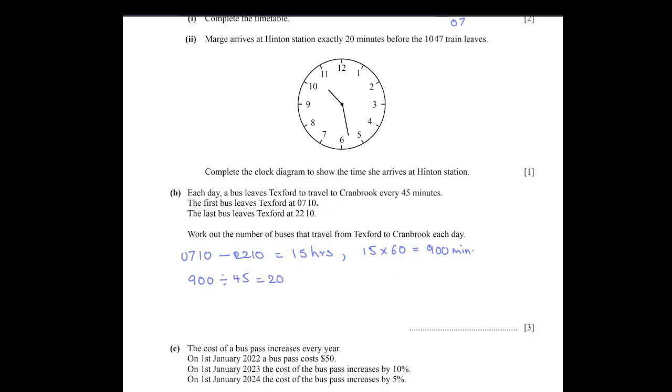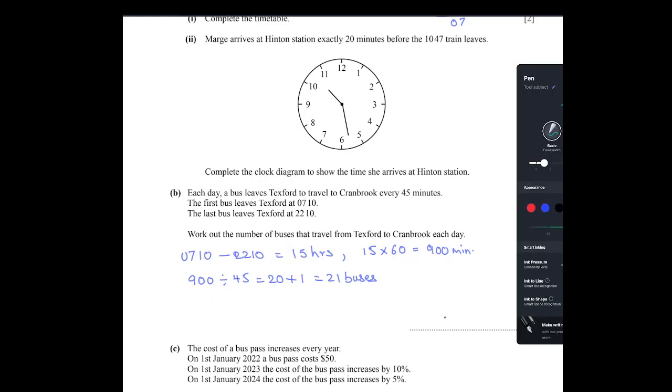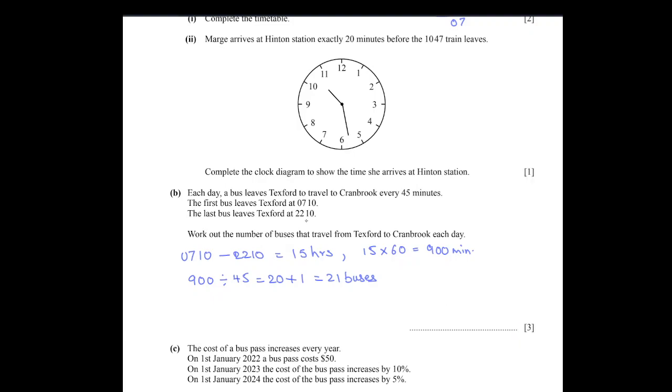So from 7:10 to 22:10, that is 900 minutes. That means till 22:10 there are 20 buses leaving, but at 22:10 one more bus is also leaving. So we have to add that one, that is 21 buses. You have to consider the bus which is leaving at 22:10, which is extra, so it is 21.